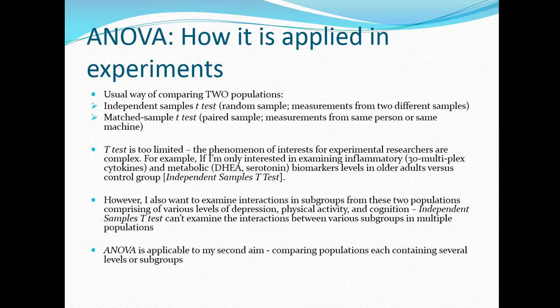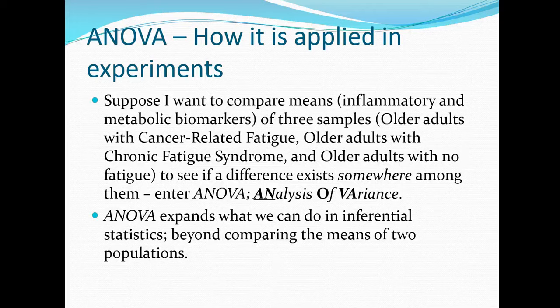It can only do two, it can only compare two means. So above that, beyond the two population, beyond two means of two populations, you need to move on to ANOVA. So an example when a situation or an experiment where ANOVA is applicable is, suppose I want to compare the means of inflammatory and metabolic biomarkers of three samples. I have older adults with cancer-related fatigue, older adults with chronic fatigue syndrome, and older adults with no fatigue, to see if a difference exists somewhere among them. That's where you are going to use ANOVA, or analysis of variance.